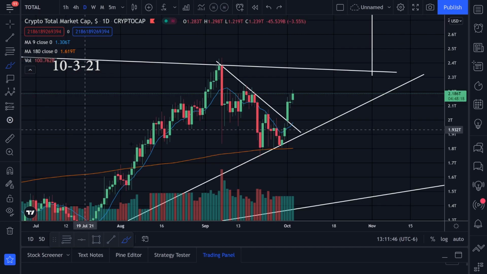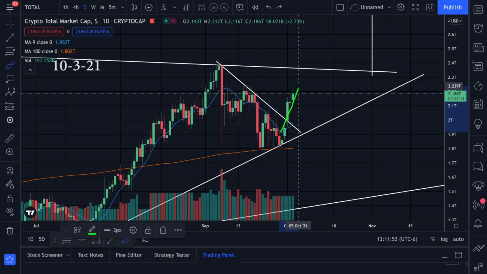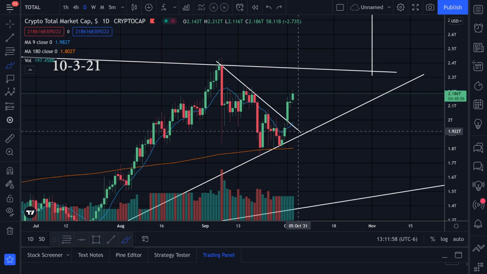So in general, I think on the total crypto market cap, it's looking pretty decent. Let's see how long we can keep this upwards momentum going, and if we could hit some of our bullish targets on some of our other coins as well.